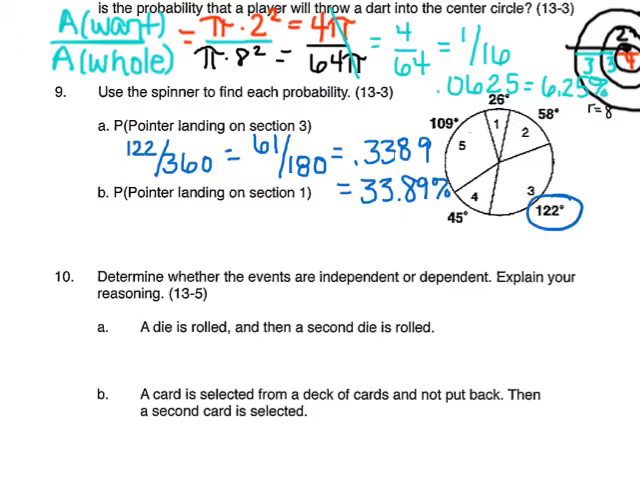Okay, probability on section 1. Section 1 is 26 degrees. So my probability there would be 26 out of the whole thing, which is 360. So 26 divided by 360 as a fraction would be 13 out of 180. As a decimal, it's 0.0722, actually that 2 is repeating. And as a percentage, that would be 7.22%.